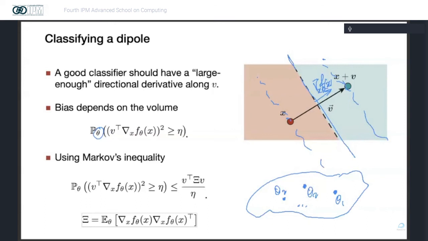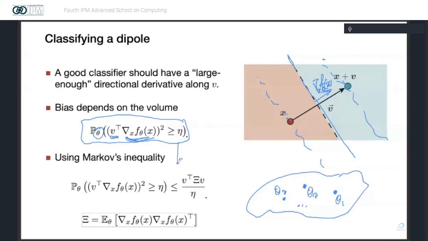And this is exactly something that is captured by this probability. Essentially, what we are interested in is the volume of solutions where the inner product of V and the corresponding gradient with respect to the input would be large enough. If this probability is small, it means we will have a hard time learning that data set. And if for a given V this probability is large, then it will be easier to find solutions for that data set.